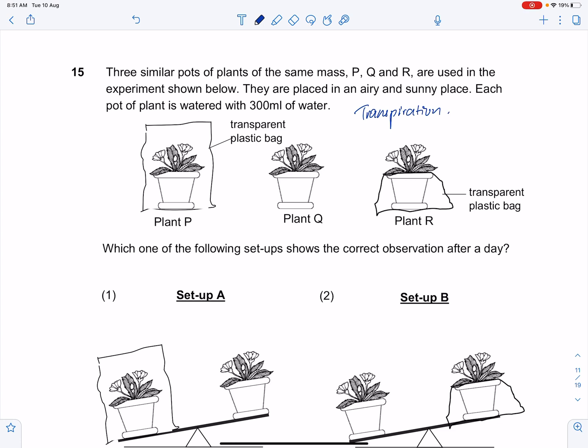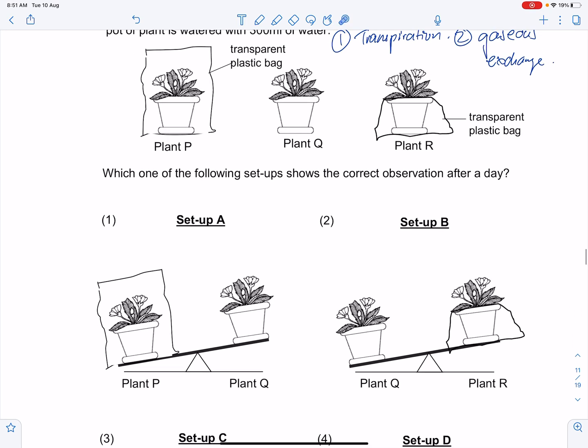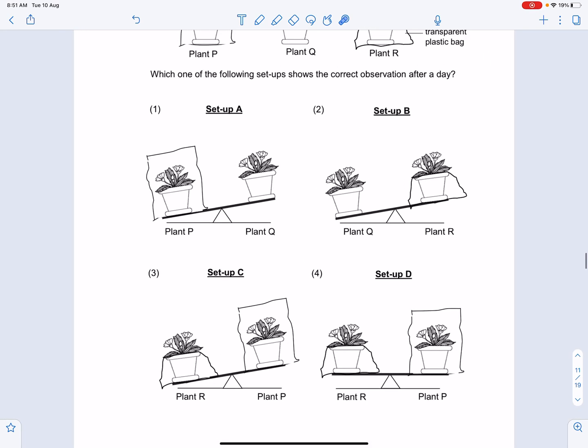Alright, so the stomata are basically tiny openings usually found on the underside of your leaves. They serve 2 purposes. One is for transpiration. The second one is for gaseous exchange. So then they ask you, which of the following setups shows the correct observation? So right off the top, I'm going to say that the answer is actually 1.